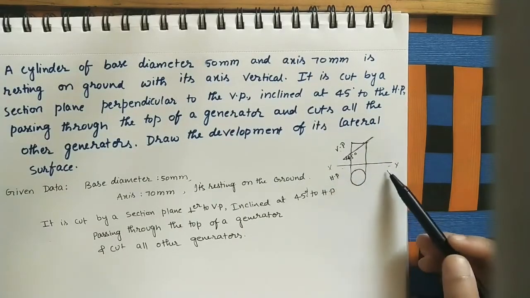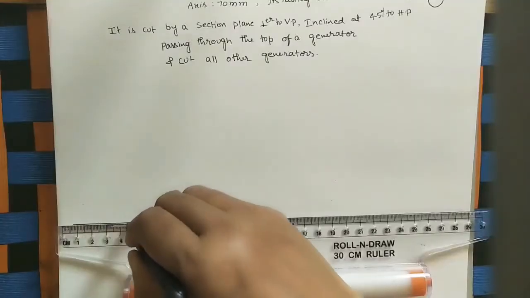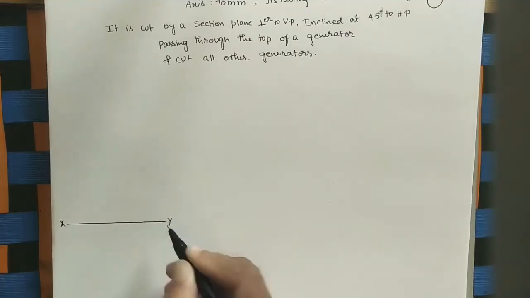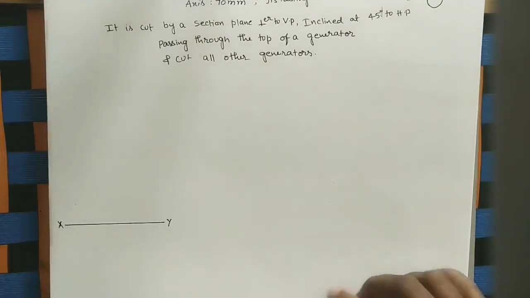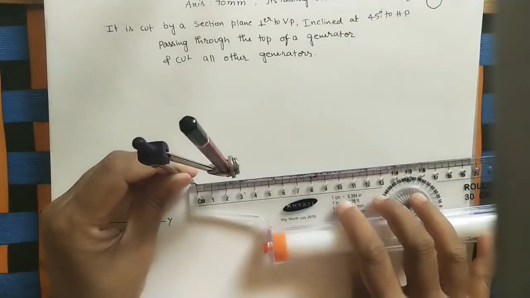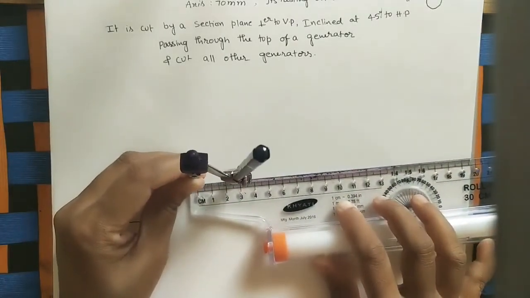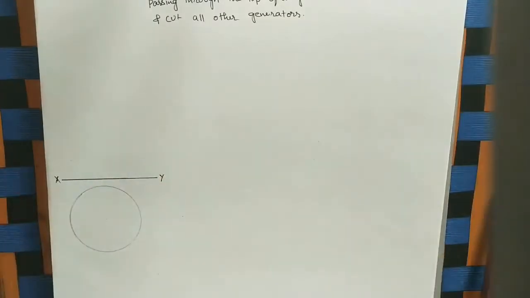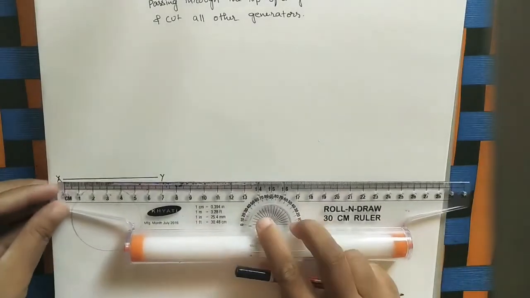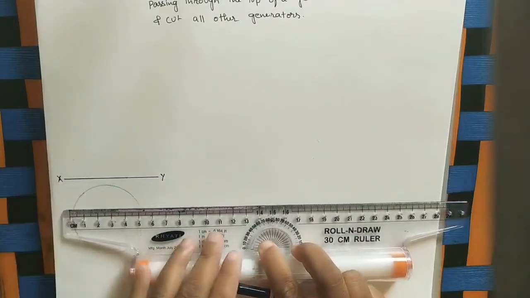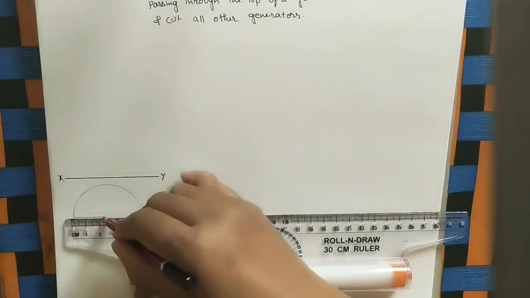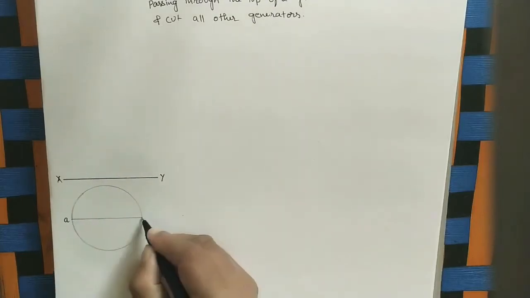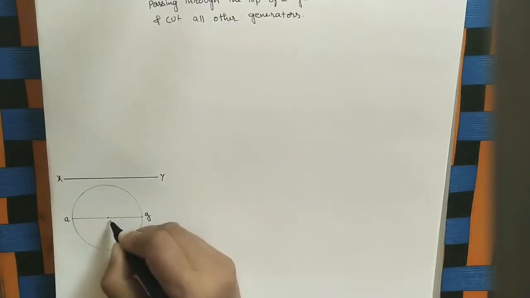First draw the XY line of any length. Here I will draw the XY line. Mark XY here. Here take the diameter of the circle as 5 cm, radius 2.5. Now take this radius, draw one circle here. Here draw the horizontal diameter. Take this as a reference. Here mark the intersection points. Let us take this as A, this as G, and the center as O.